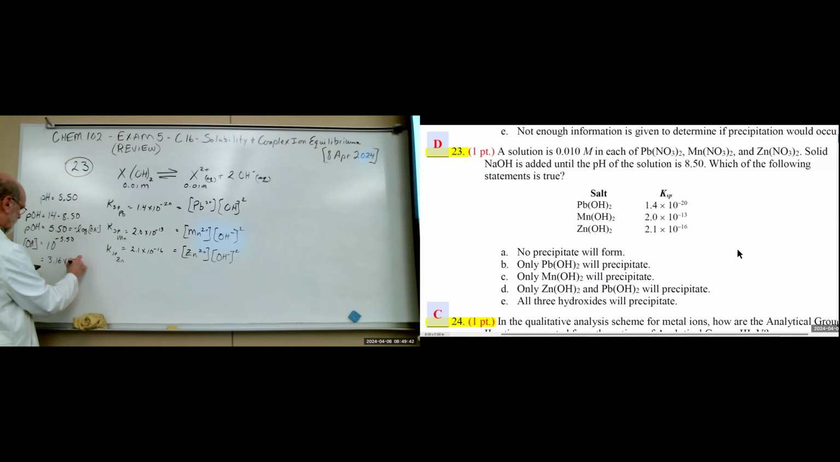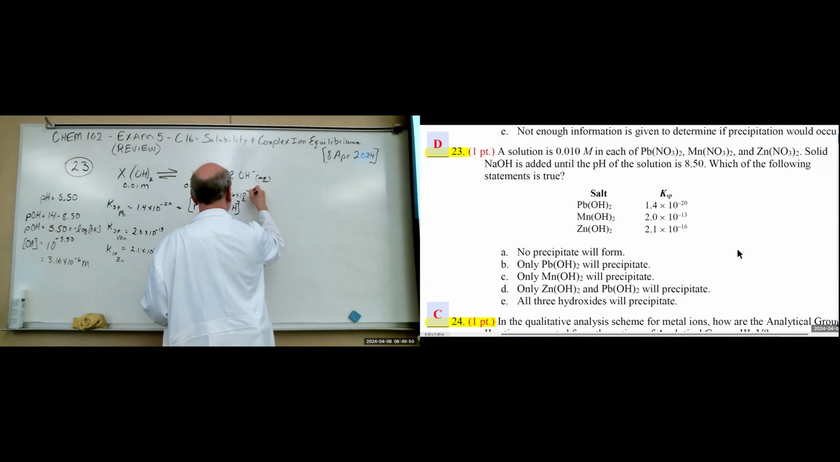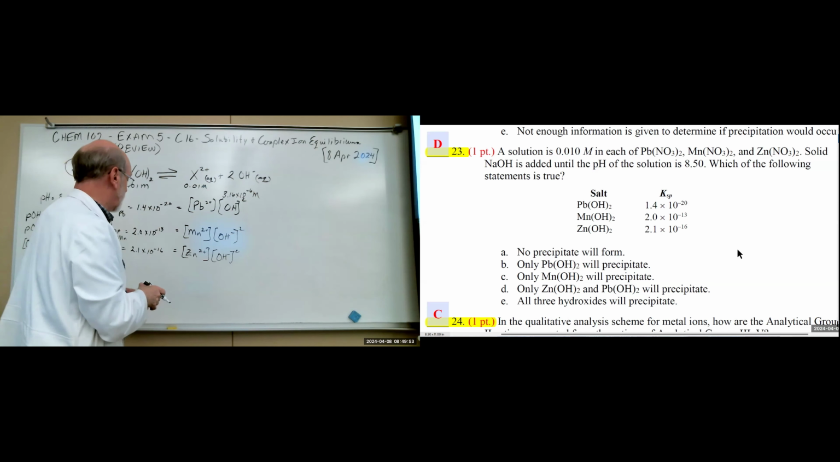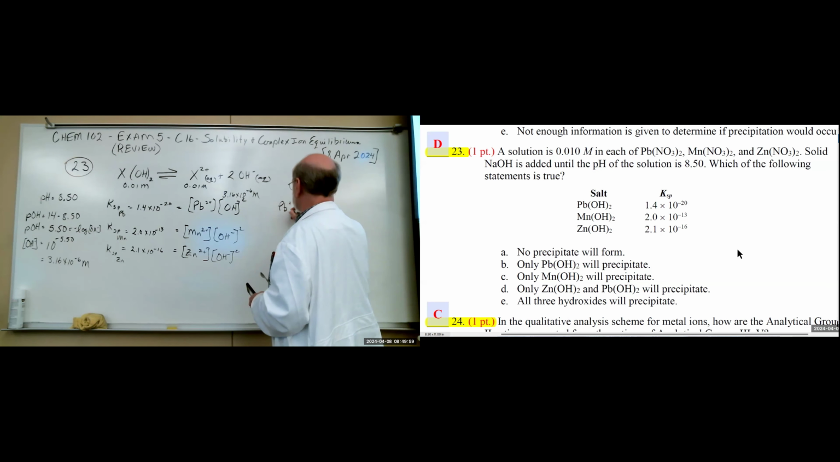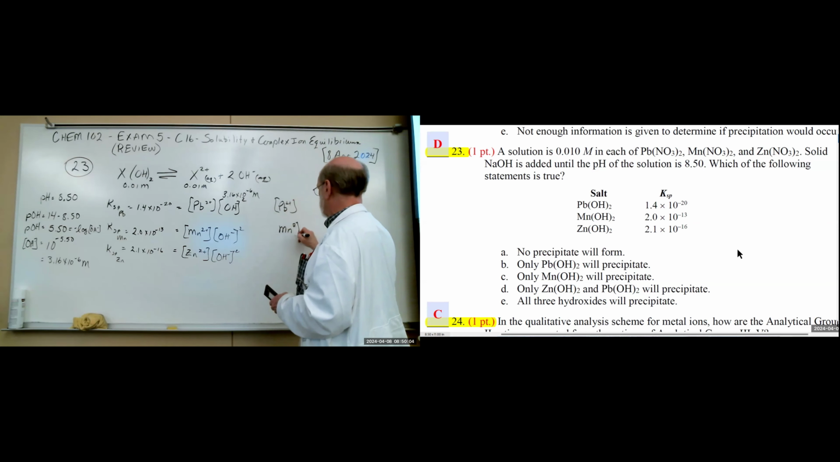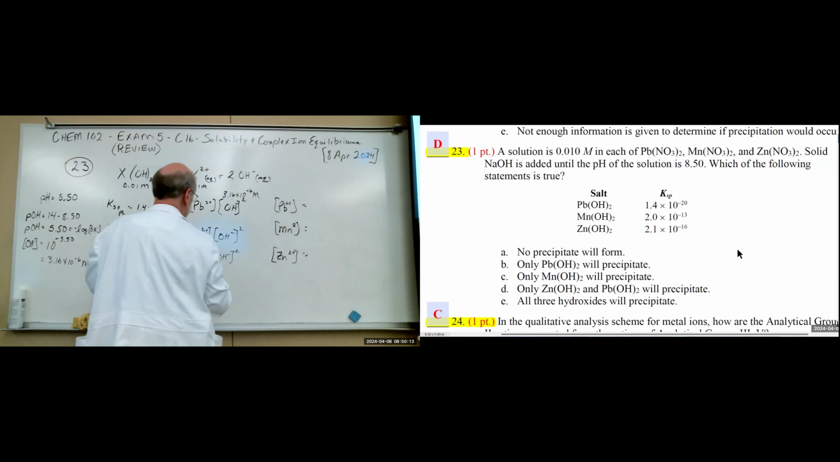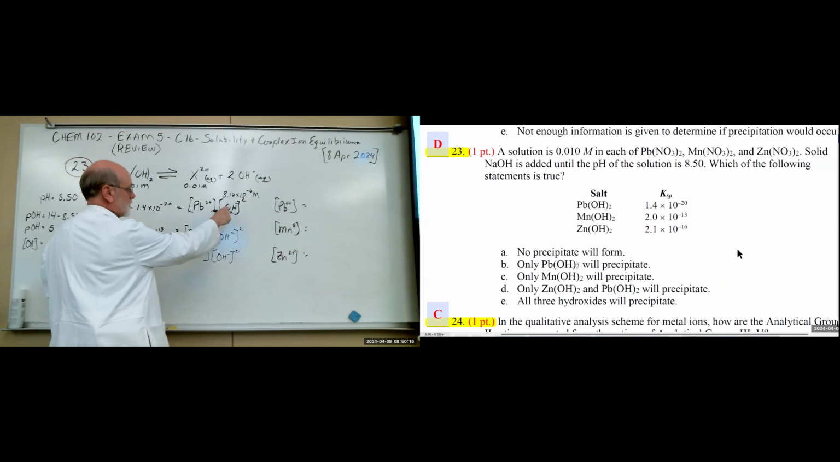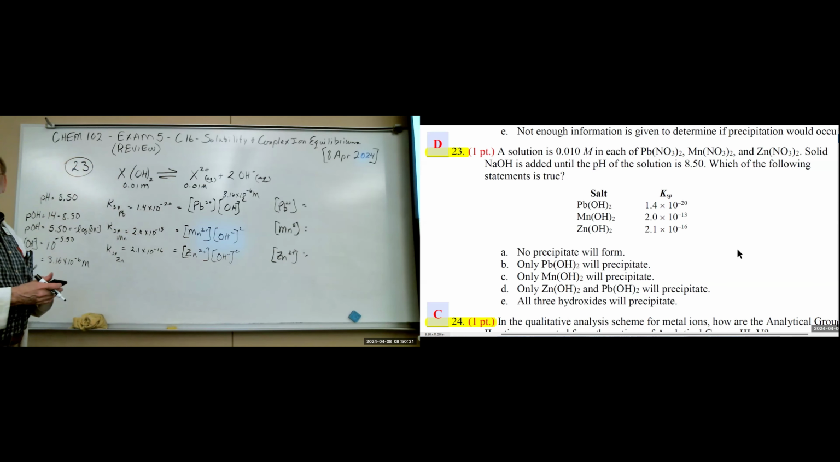I get 3.16 times 10 to the minus 6 molar. So now we know what the concentration is: 3.16 times 10 to the minus 6 molar for each one of these. Right? So in order to calculate the lead concentration, the manganese concentration, it says 2, and the zinc concentration, all we have to do is square this value and divide it into this one, and that'll give us the unknown.